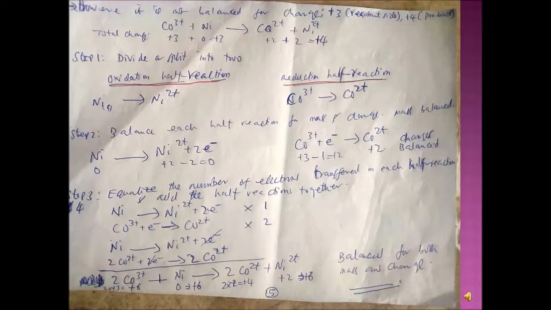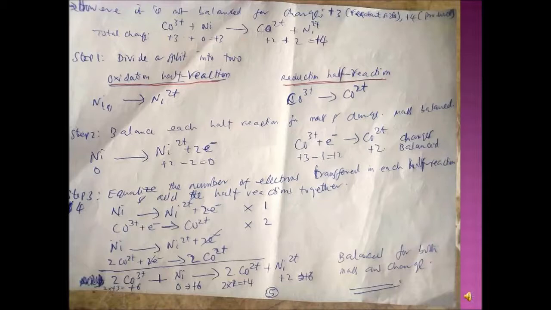Then when you look at the cobalt equation, cobalt has +3 and then +2. Since we have 3 and 2 here, to balance it we need to reduce this by 1 so that it becomes 2 and 2. And how do we do that? By adding 1 electron. When you add 1 electron to cobalt 3+, it becomes cobalt 2+. By so doing, you see the charges are now balanced.